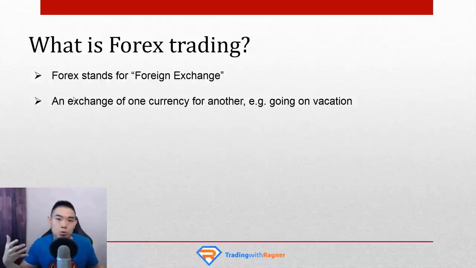So what you need to do is go to a money changer, maybe in the US, and sell your US dollars in exchange for Singapore dollars. Then you can come to Singapore, have a nice holiday, have a bowl of noodles, rice, and have fun. That's pretty much one example of Forex trading, or rather, the exchange of currency and what the purpose is for.